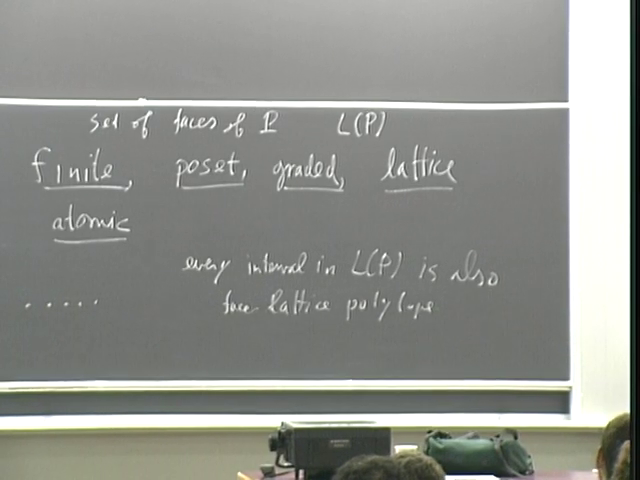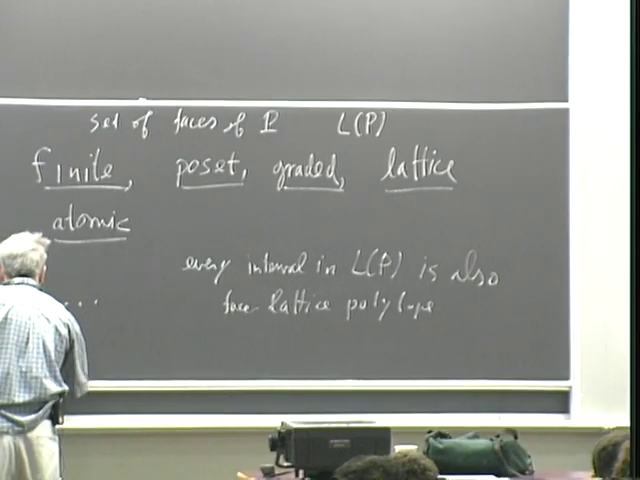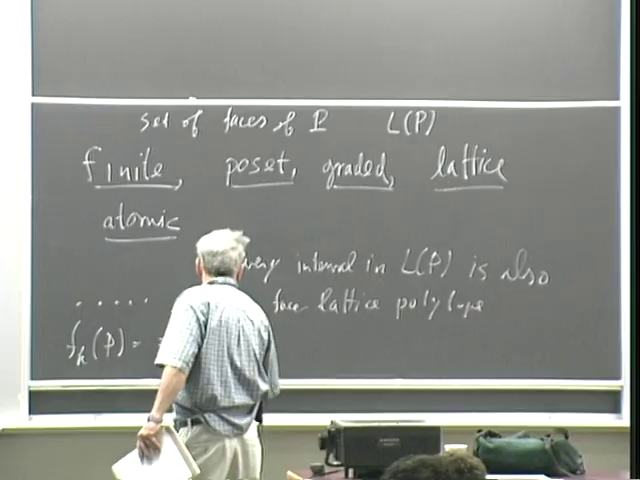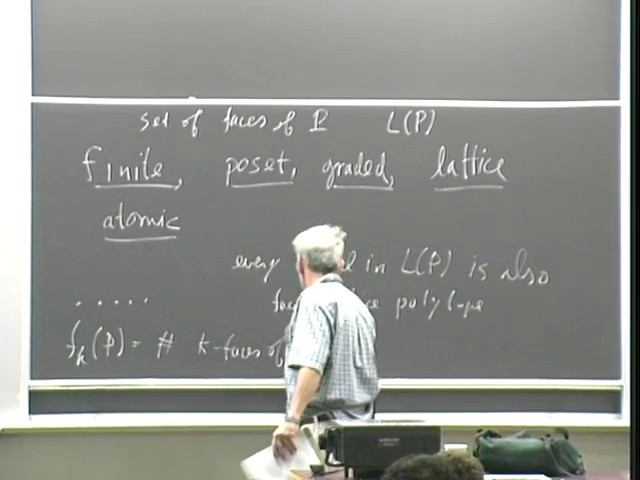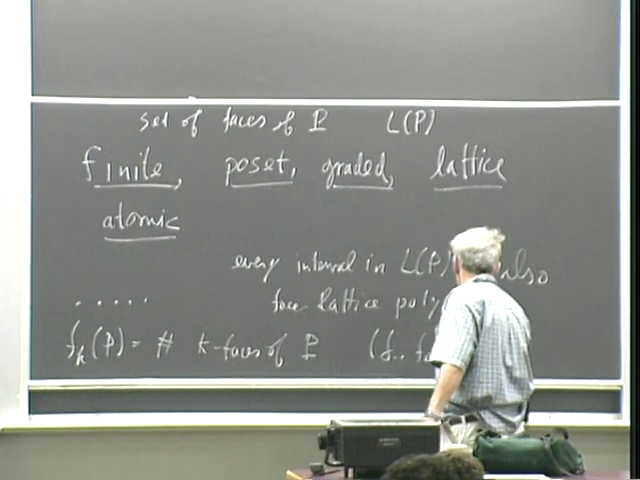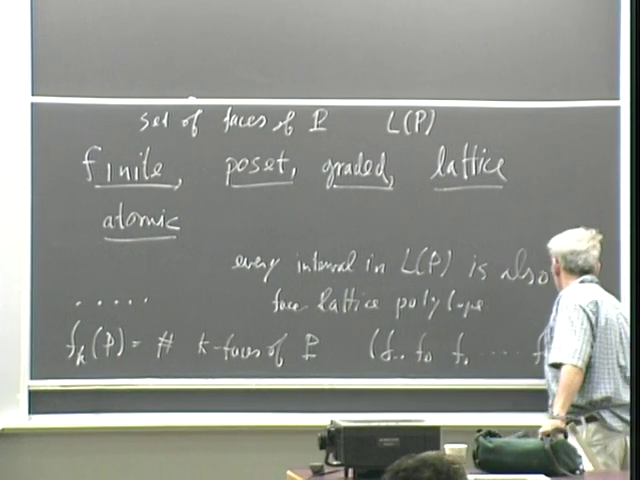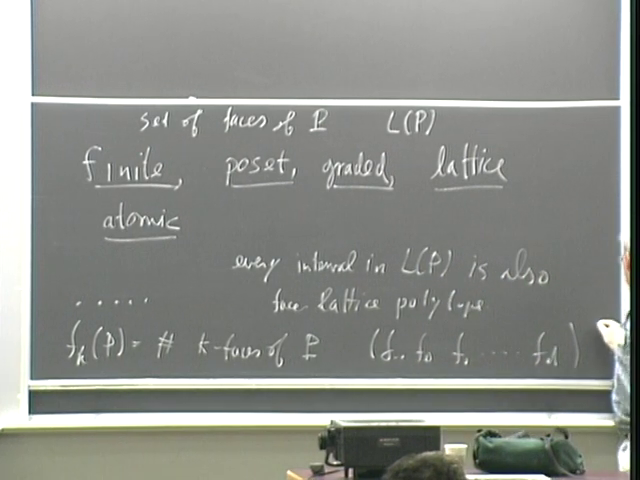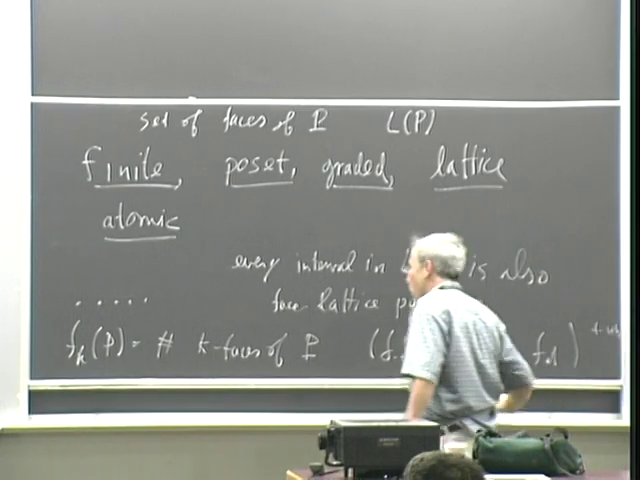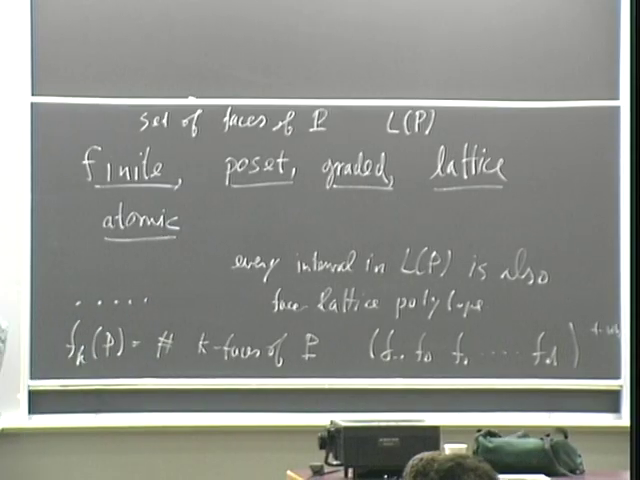Let me introduce one more notation. Let's write f_k of P is the number of k-faces of P. And the vector f_{-1}, f_0, f_1, up to f_d of P, this is called the f-vector of P. Okay, so we have this basic property.